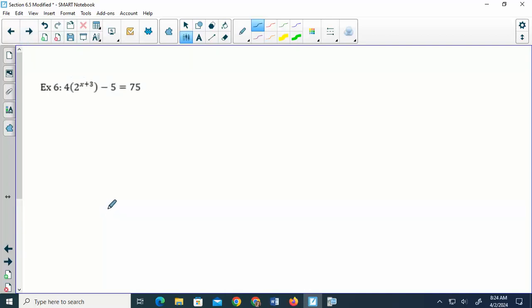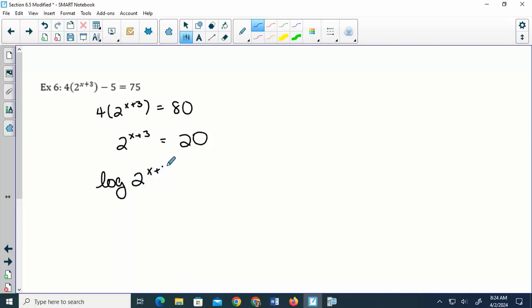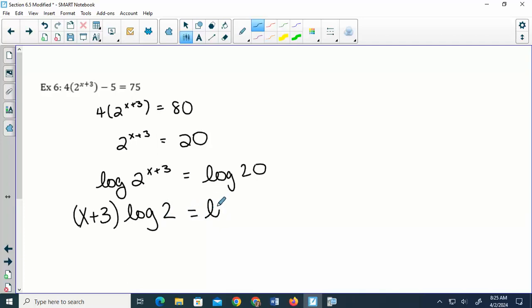All right, this one, what's the first step? Add the 5, and then divide by 4. Okay, check common base. They still might pop up, and it's faster if you can do that. But 20 is not 2 to a power, so we can't. So we add our log. So the x plus 3 comes down. Notice I am putting it in parentheses because it's that entire thing times the log of 2.